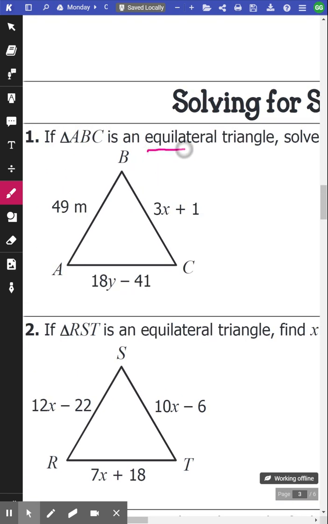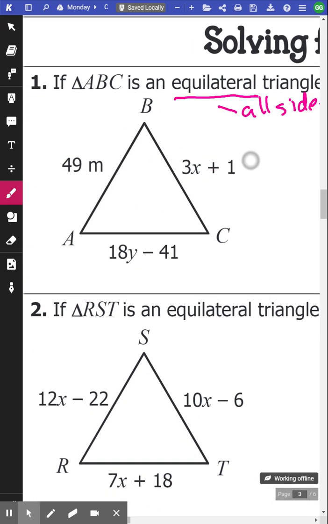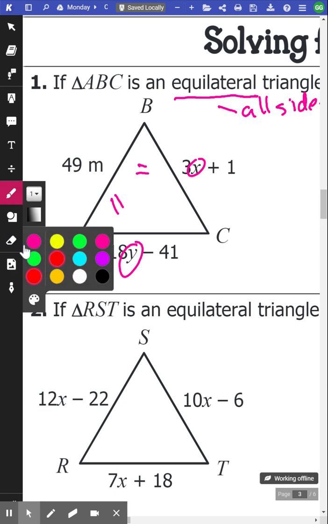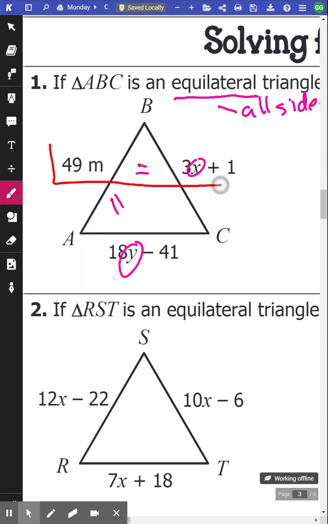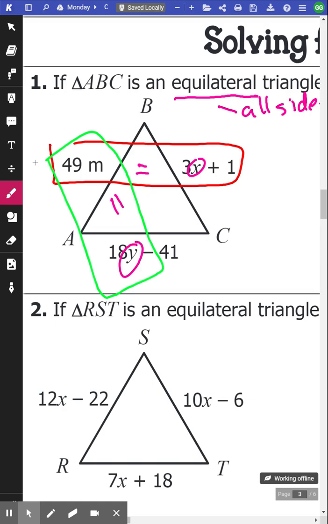ABC is an equilateral triangle. Right off the bat, you know all sides are equal. Solve for both x and y. Well, if all sides are equal, that means that these two are equal, these two are equal, and those are equal. Because I have a y and an x here, I'm not going to be able to do much here, so I'm not going to worry about that. But both of these can be set up as different equations to solve for either x or y.